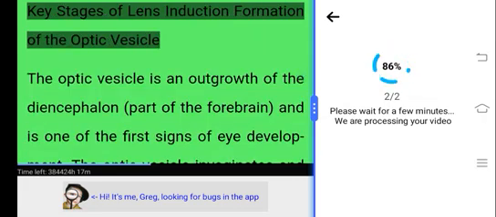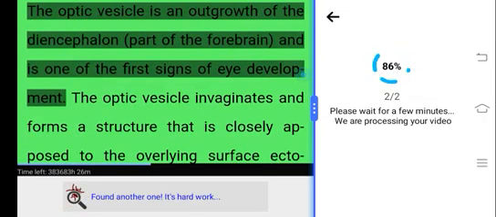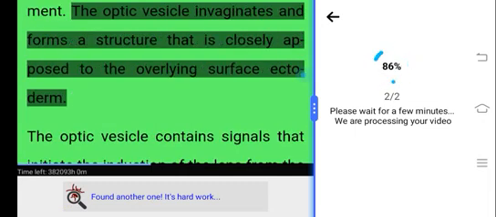Key stages of lens formation: the optic vesicle. The optic vesicle is an outgrowth of the diencephalon, part of the forebrain, and is one of the first signs of eye development. The optic vesicle invaginates and forms a structure that is close.